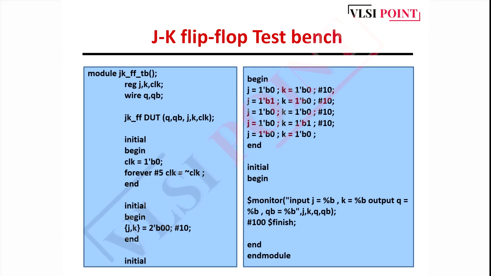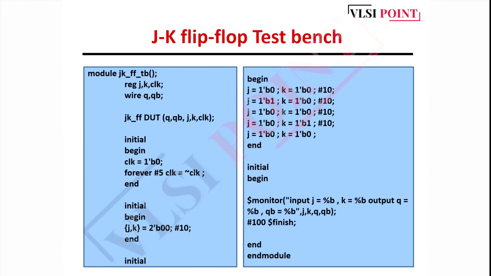Now we can see how this test bench could be written for the JK flip-flop. So module and then JK flip-flop TB, reg type input we have taken, wire type output, then the DUT instantiation. After that, JK flip-flop is a sequential circuit, so we need to generate a clock. So here in this first initial block, I have generated the clock.